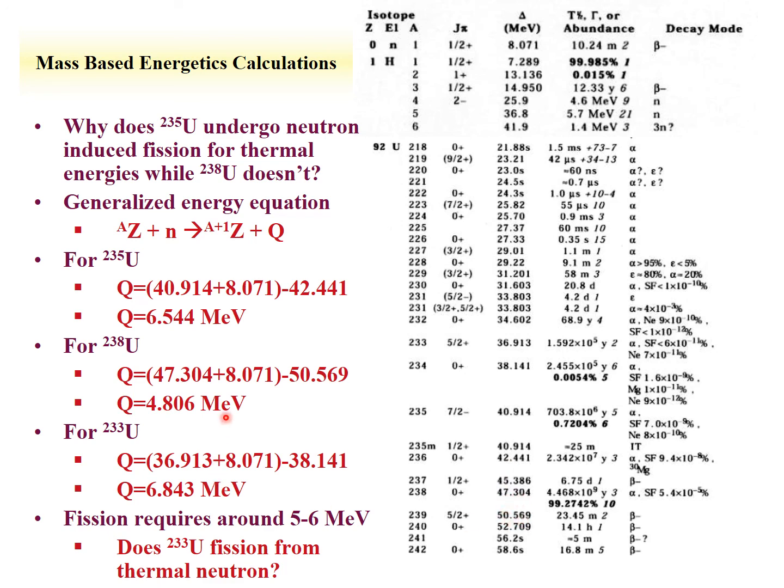It turns out that fission requires somewhere between 5 and 6 MeV to overcome this fission barrier. Does uranium-233 fission from a thermal neutron? We can run that calculation. Yes, it does. And this property is actually due to the fact that when that neutron comes in, you get neutron pairing that helps drive the energetics. So we were able to describe this interesting nuclear phenomenon where we get fission of uranium-235 by thermal neutrons, but not uranium-238, based on these energetic equations.